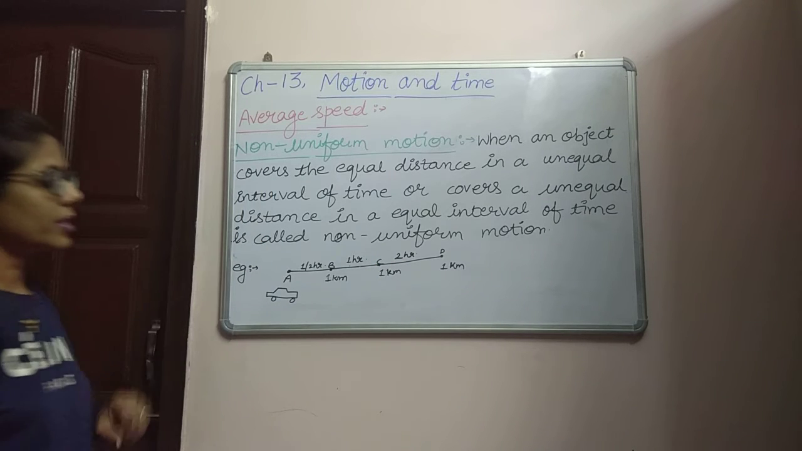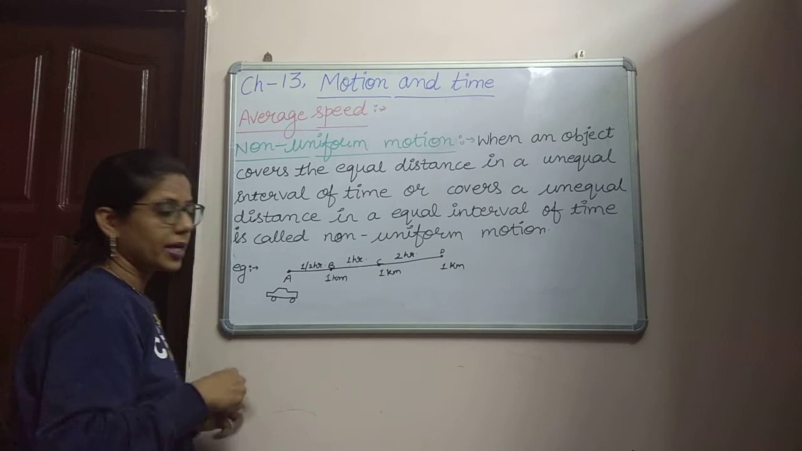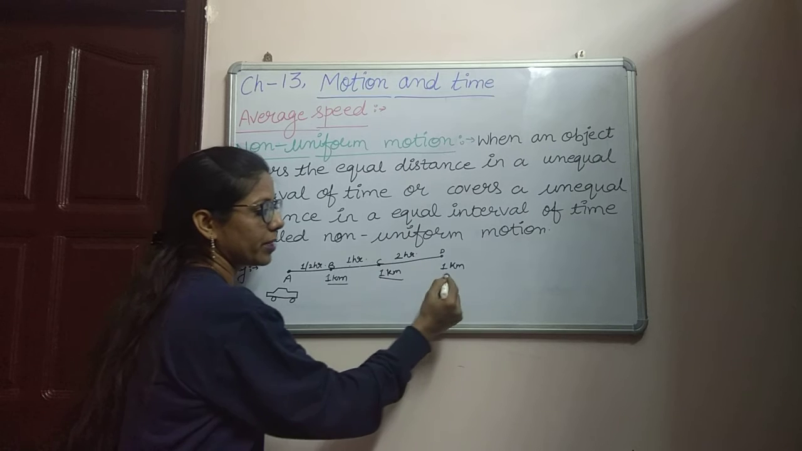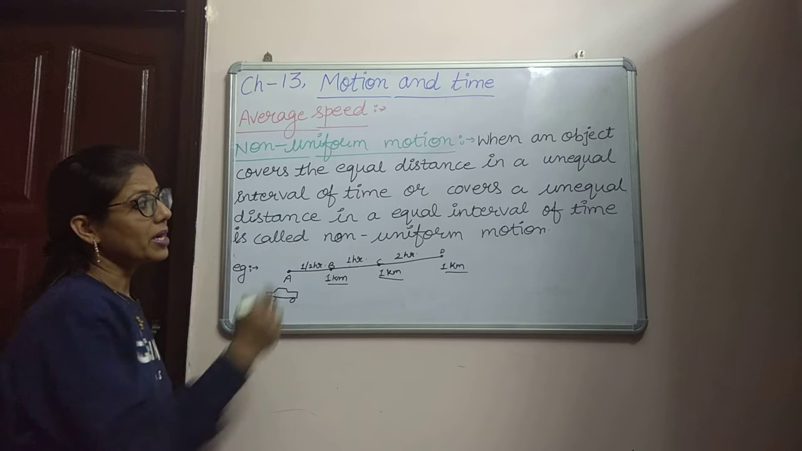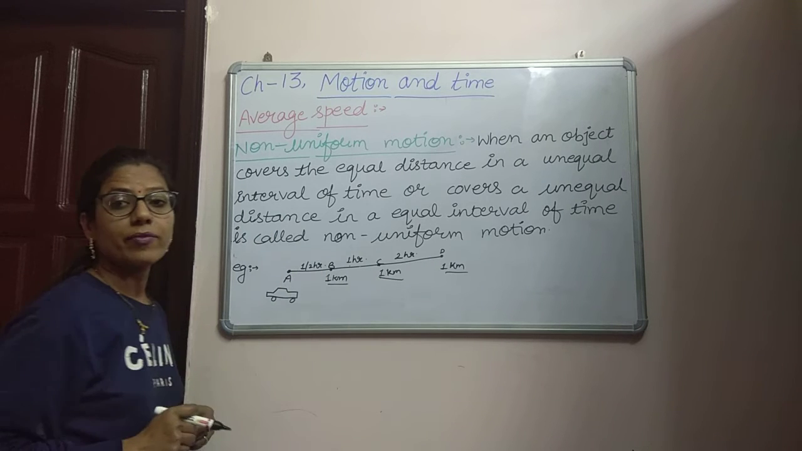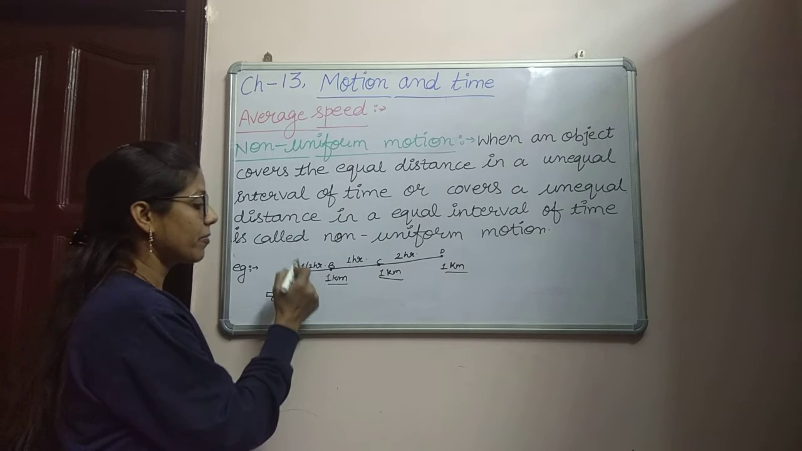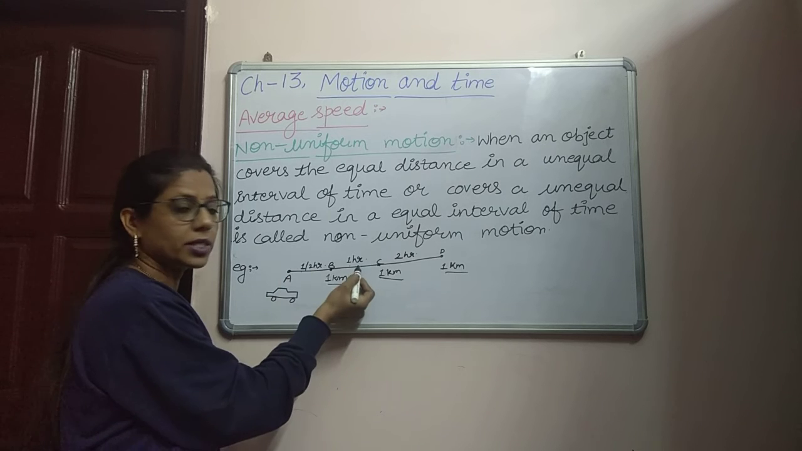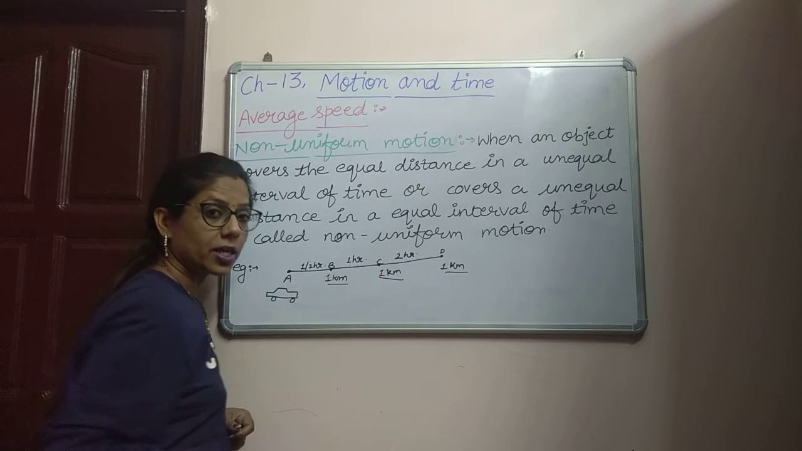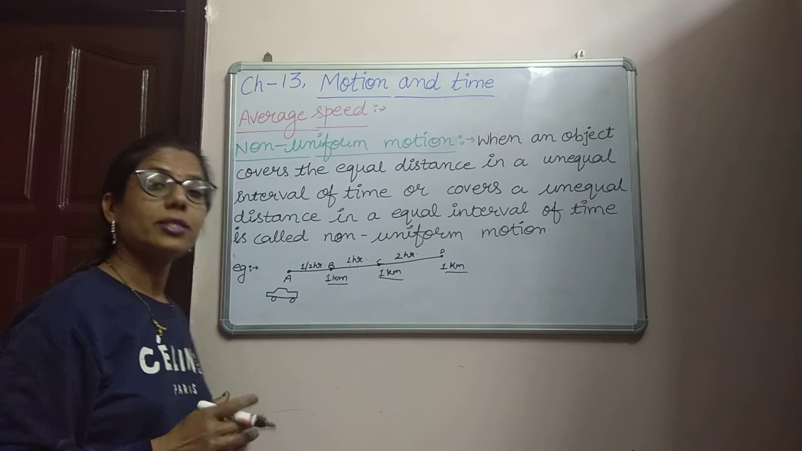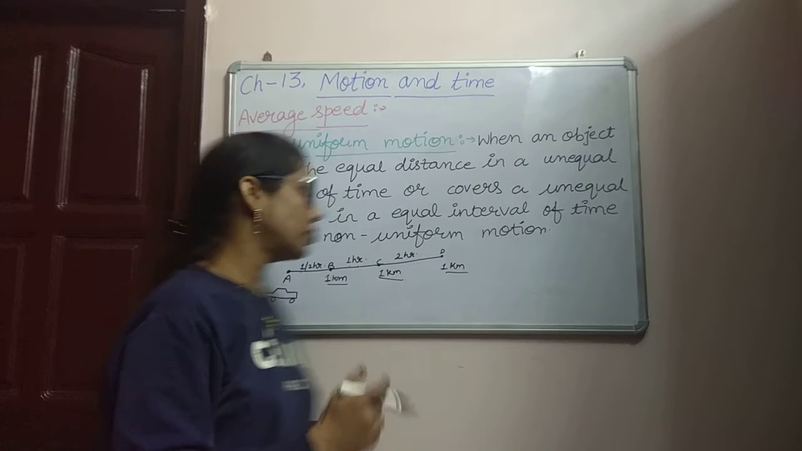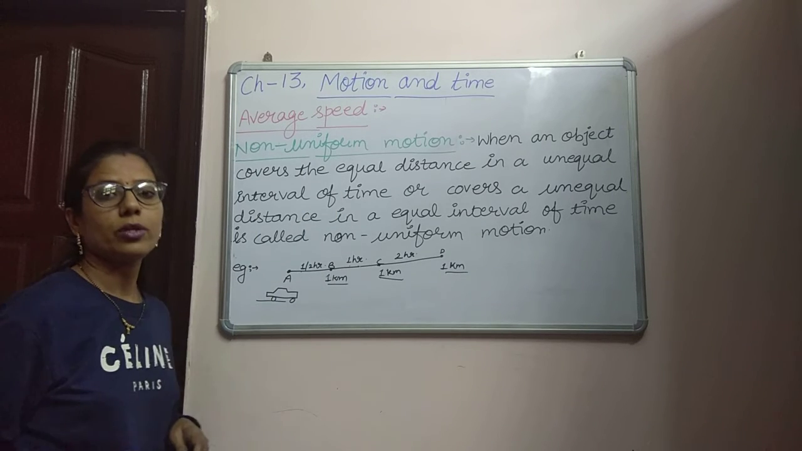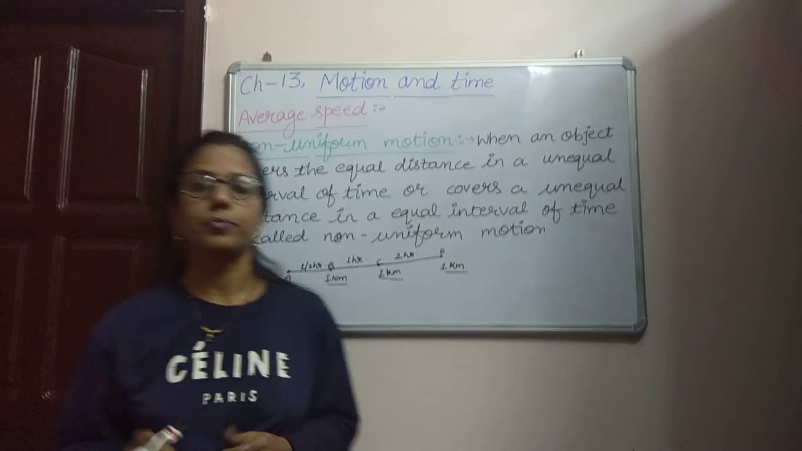So you can see in this example, again and again it is covering 1 kilometer. It means the same distance, but it is taking an unequal interval of time. First it is taking half an hour, next it is taking 1 hour, next it is taking 2 hours. So time is not the same, but distance is equal. So this object will show non-uniform motion.